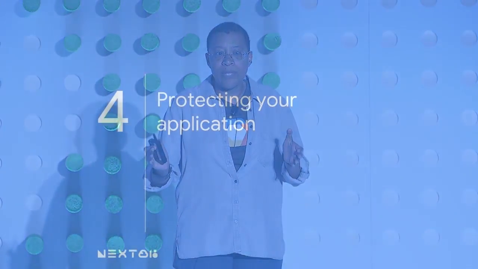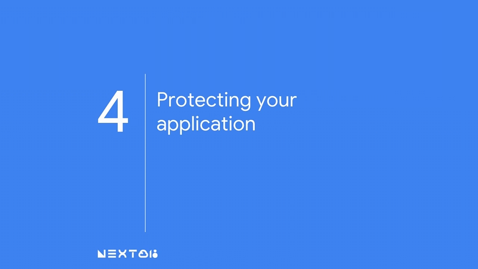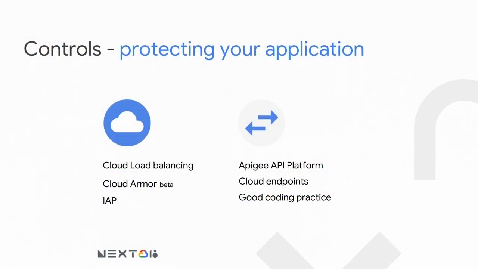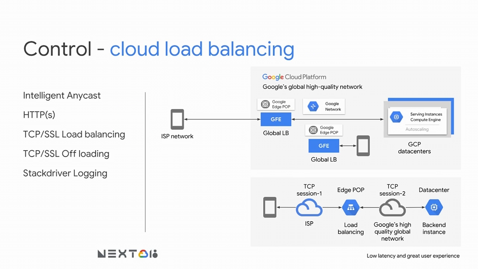Okay, so now we've talked about managing and controlling your GCP environment. Now let's think about the fact you're running an application on GCP and how you protect that. So let's think about a web-facing application. So again, another set of controls that you can apply to this use case. Starting off with Cloud Load Balancing, GCP has a number of Cloud Load Balancing options, but for our use case, an application exposed to the internet, I'll just focus on the global HTTPS load balancer.